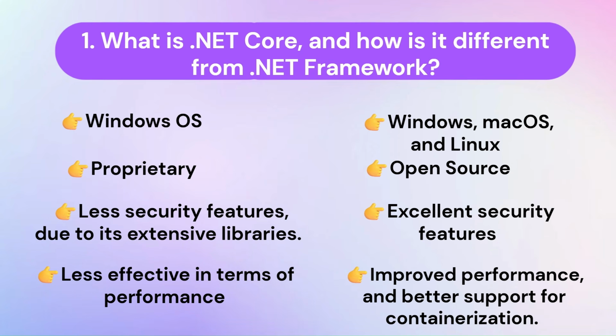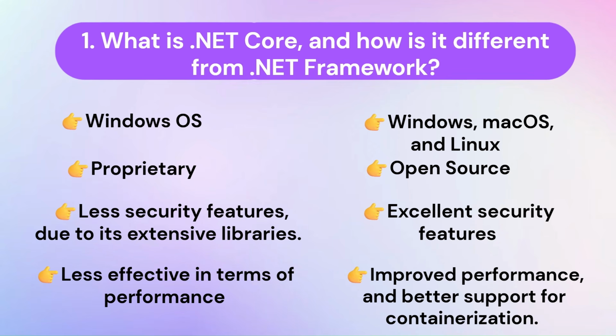How it differs from .NET Framework is, .NET Framework is limited only to Windows OS, whereas .NET Core builds apps that run on Windows, Mac OS, and Linux. .NET Framework is proprietary. .NET Core is open source. .NET Framework provides only fewer security features due to its extensive libraries. Meanwhile, .NET Core provides excellent security features due to its smaller surface area and cross-platform compatibility.